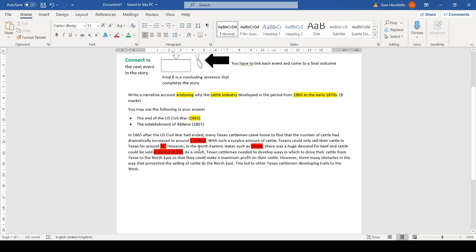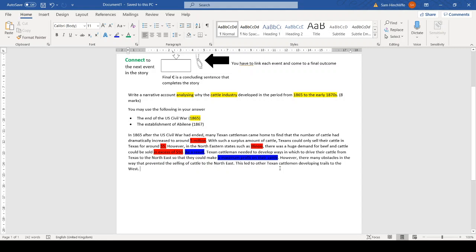As a result, so whenever you see the phrase as a result, you've got an explanation. So as a result, Texan cattlemen need to develop ways in which to drive their cattle from Texas to the Northeast so they can make a maximum profit on their cattle. So that's explaining why they want to do it. That's explaining why the cattle industry is developing, because they want to make that profit.